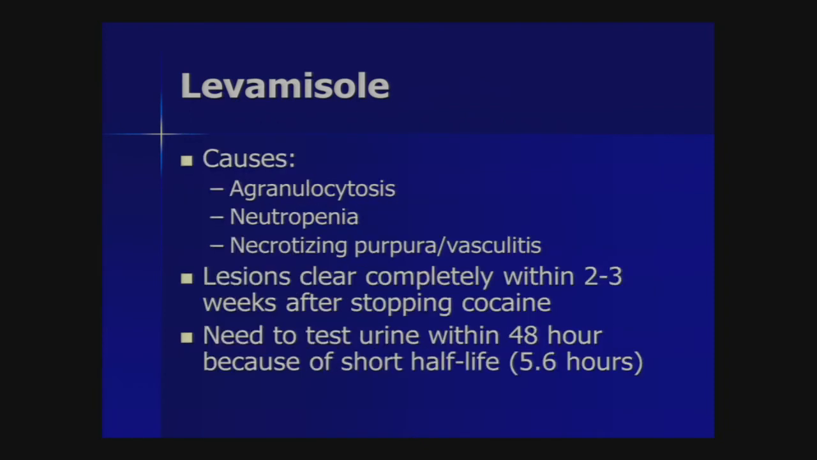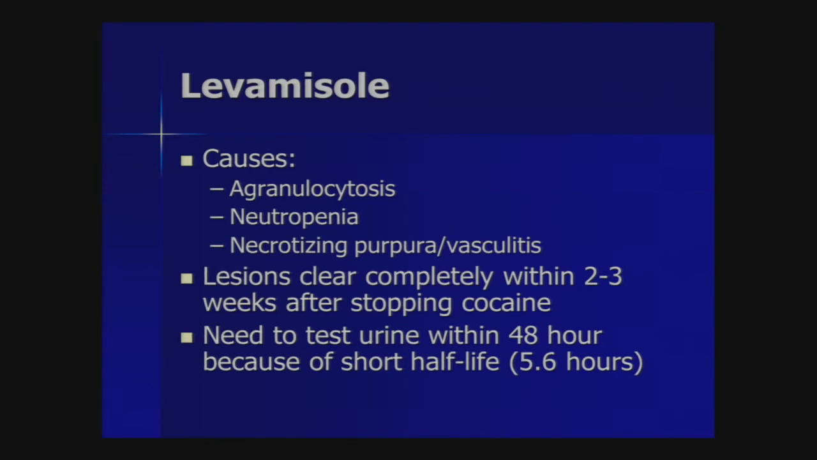But what does levamisole do? It causes agranulocytosis, neutropenia, and then it causes this purpura. Patients will actually have a positive ANCA or ANA, so they do look like a Wegener's or more of a vasculitis. Typically the lesions will clear 2 to 3 weeks after stopping cocaine.